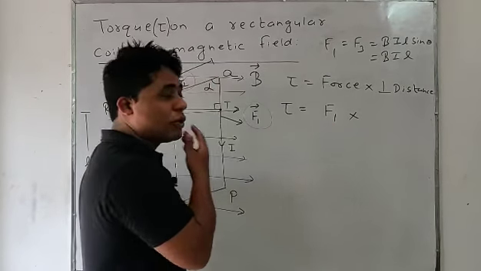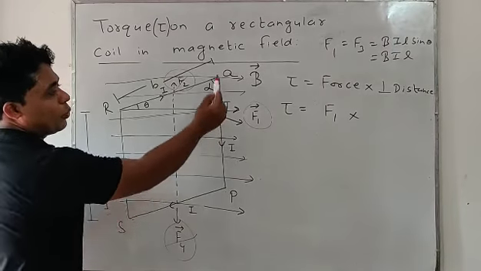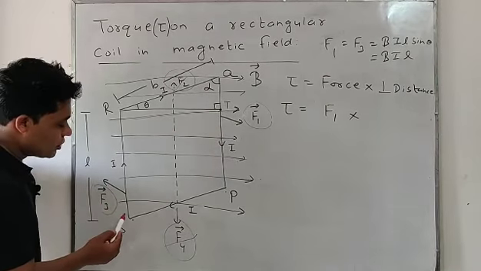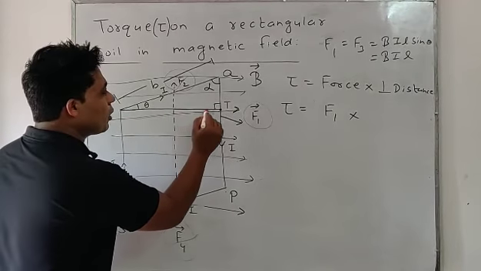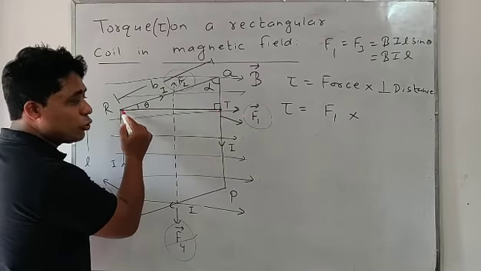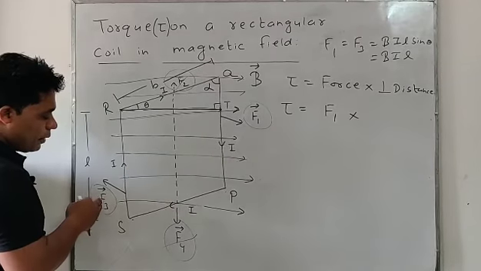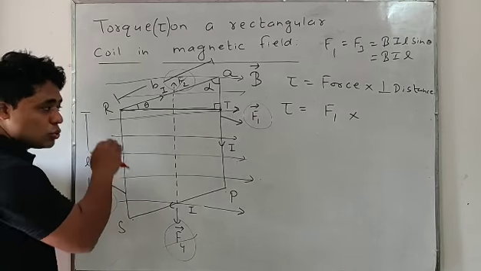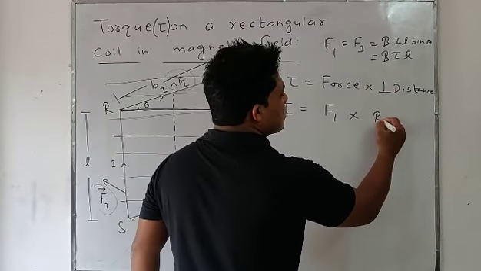And what is the perpendicular distance between the forces? F1 is acting on side PQ, and F3 is acting on side RS. So I draw a perpendicular RT. That perpendicular is the perpendicular distance between both the forces. F1 is acting on this line, F3 is acting on this line. So the perpendicular distance between both the forces is RT. So here we will write RT.